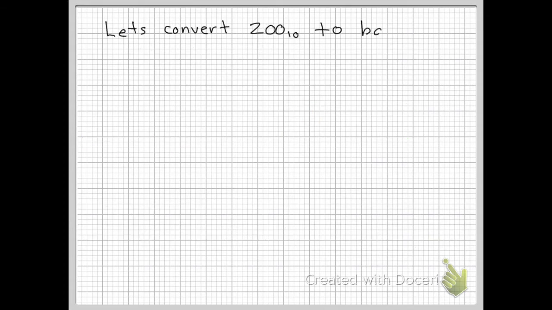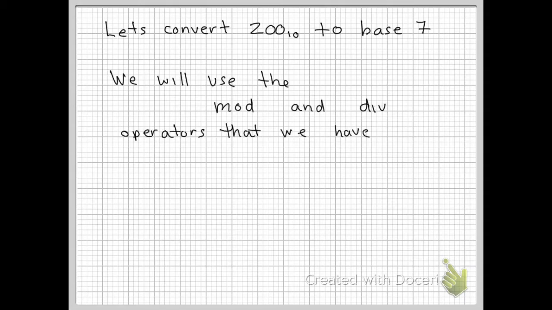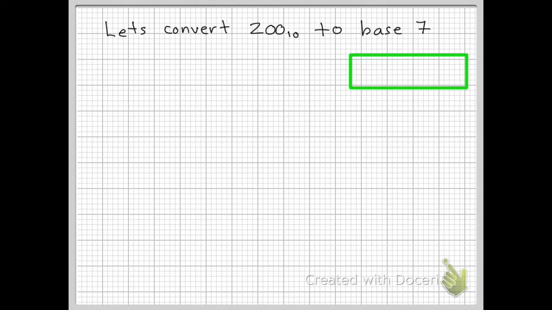So let's convert 200 base 10 to base 7. Now normally we would not say 200 base 10. Base 10 is the default, and we would just say 200. I'm just writing that for the exercise. So we're going to convert 200 base 10 to base 7. So we will use the mod and the div operators that we've been using in this course to help us. And we'll put our calculations as we do them in this green box.